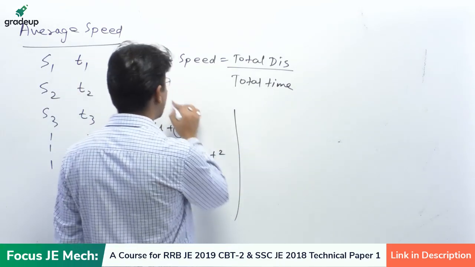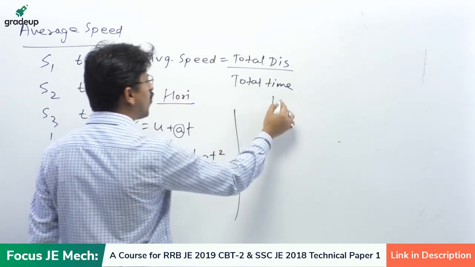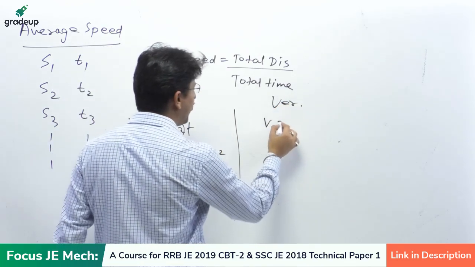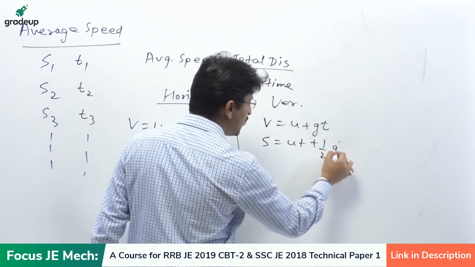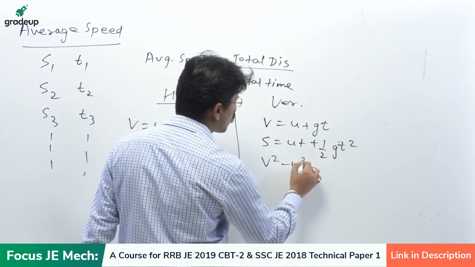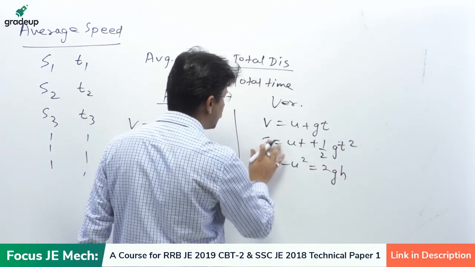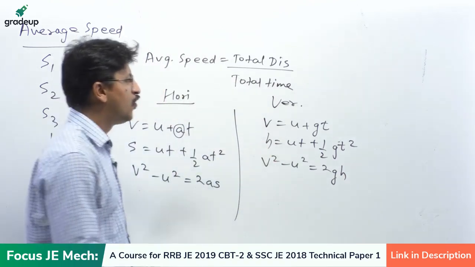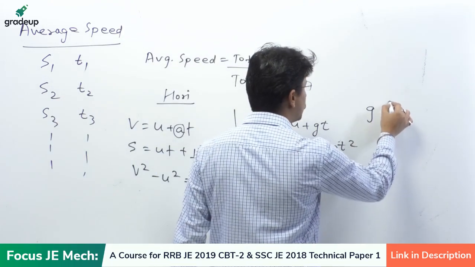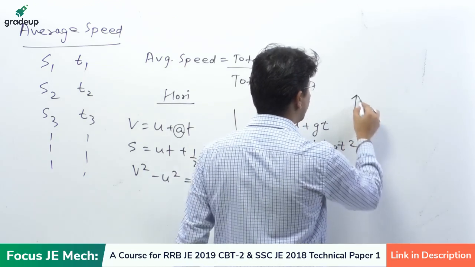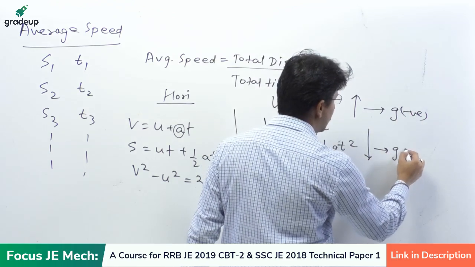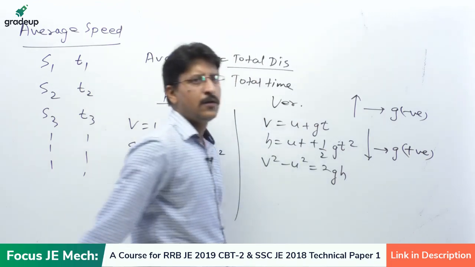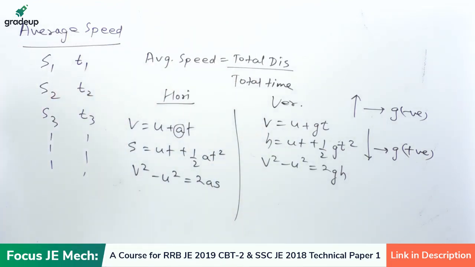Okay. So this is the horizontal motion, and if we talk about the vertical motion, we have v equal to u plus gt, s equal to ut plus half gt square, and v square minus u square is equal to 2gh, or basically this will also be h only. Clear? Whereas if there is upward motion, g is taken as negative, and if it is a downward motion, g is taken as positive. Clear? Is it clear everyone?